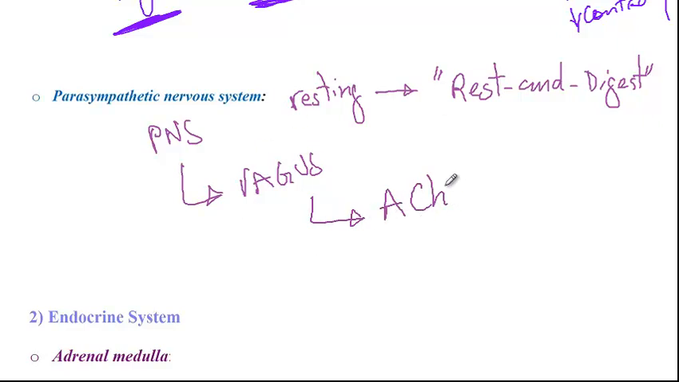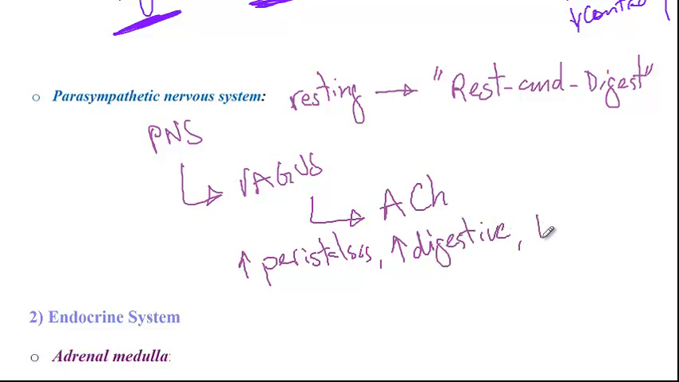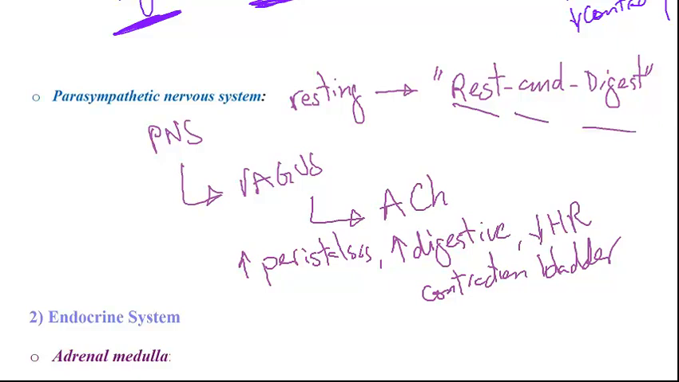So basically, upon the release of acetylcholine, there will be increase in peristalsis in order to enhance digestion. There will be increased secretion of the digestive enzymes, and then heart rate also decreases. Other findings that you could see is, for instance, contraction of the bladder, to prepare you for urination, because that's the time to rest and digest. All right.